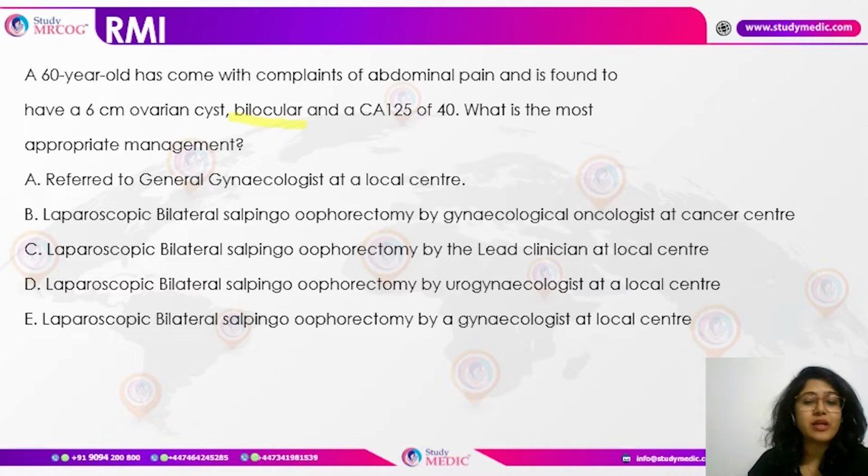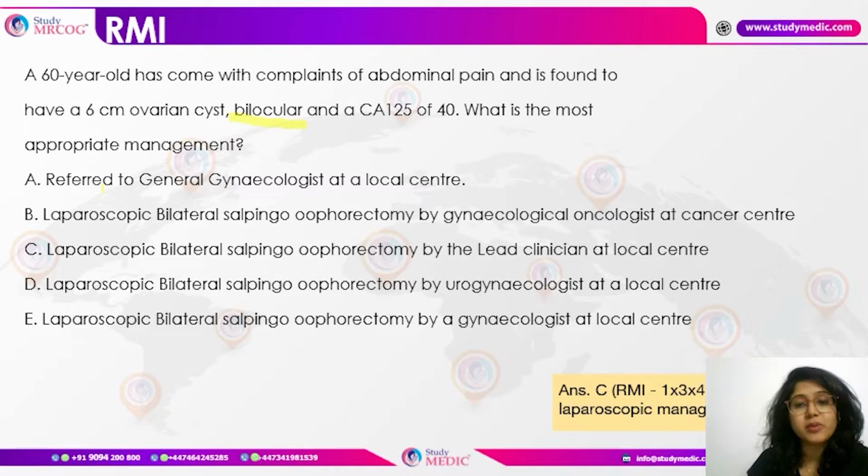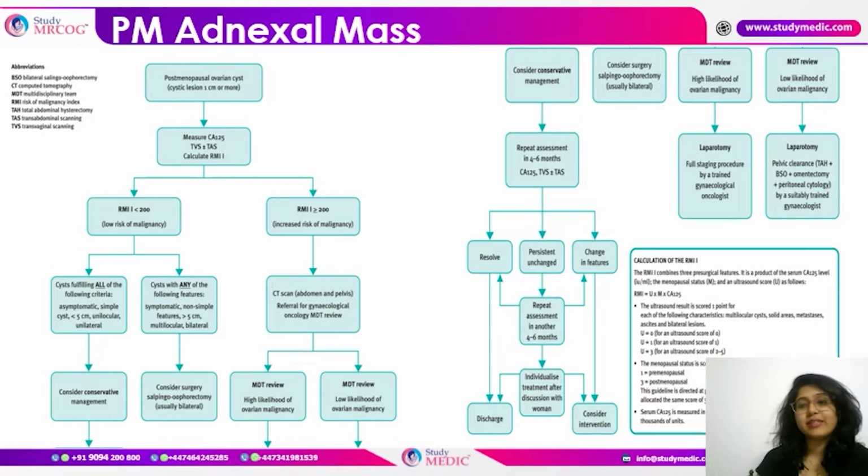But who should do the laparoscopy? So the answer here is the laparoscopic bilateral salpingo-oophorectomy should be done by the lead clinician at the local center. That is option C. So where does this lead clinician come from? So the first algorithm here, which is being followed, is this postmenopausal adnexal mass algorithm.